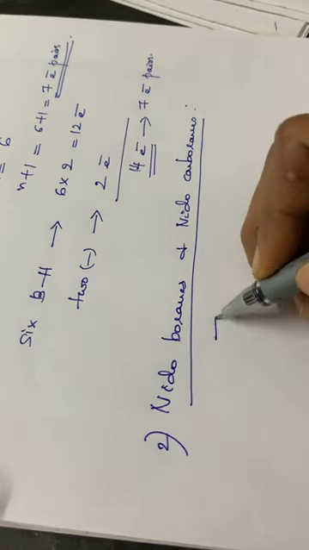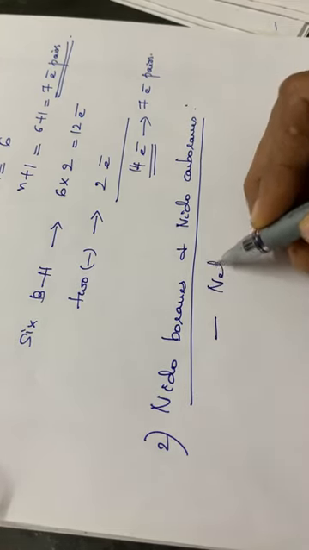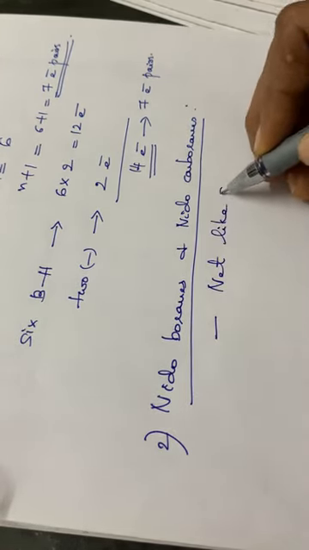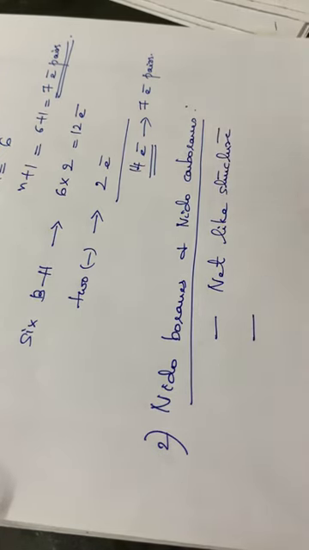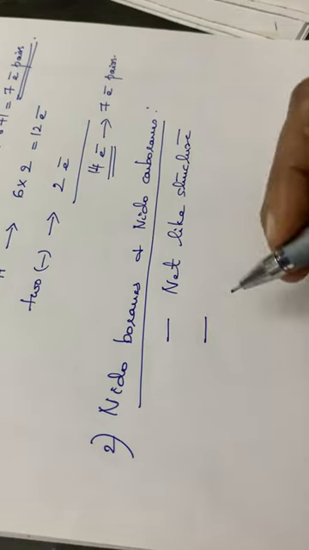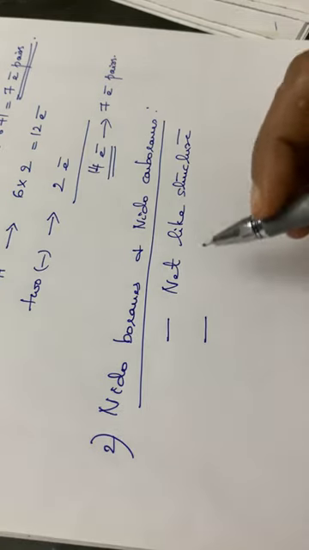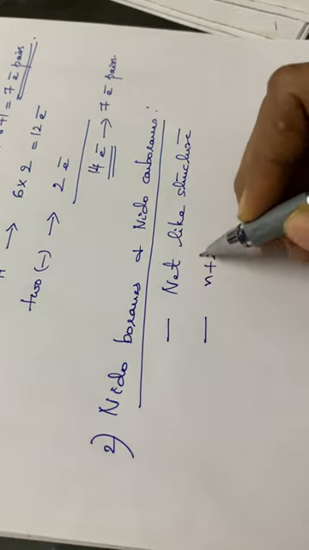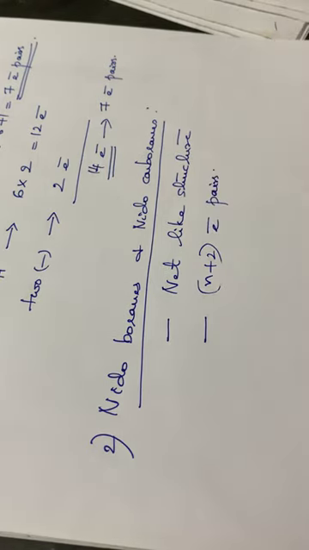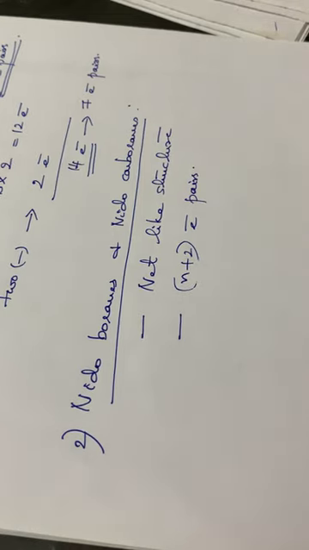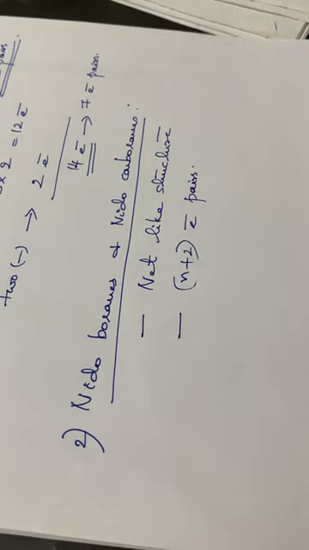So the nidoboranes and nidocarboranes will be having a net-like structure, and the number of electron pairs in the skeletal framework will be equal to n plus 2. The previous case, the closo form, was n plus 1, but here it is n plus 2 electron pairs. Now you have to go through the examples for nidoboranes as well as nidocarboranes. Okay, so you have to remember this formula also.